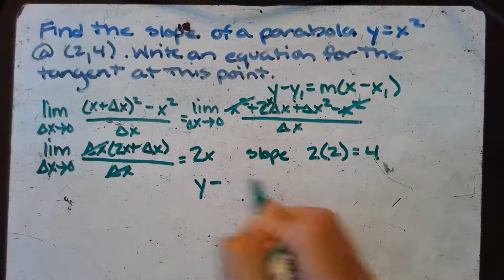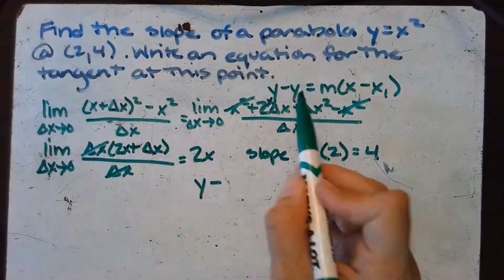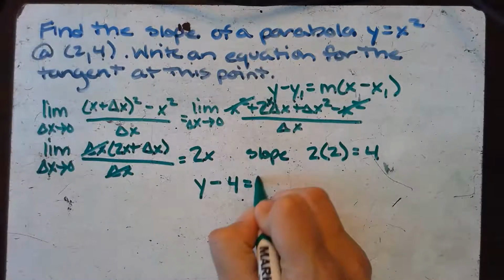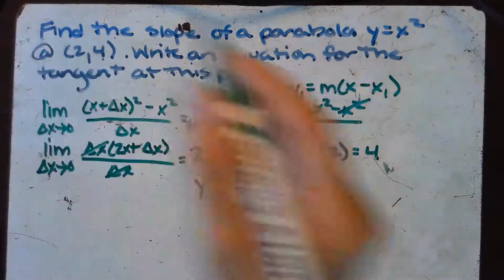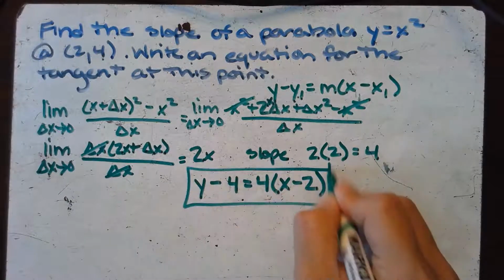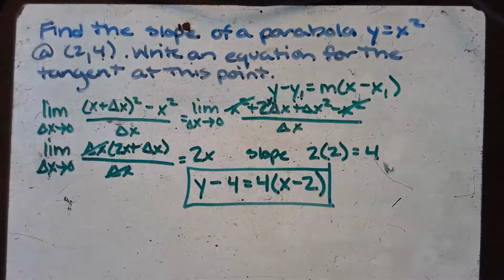And now I just need to plug in the point 2, 4. y1 is 4. The slope we said was 4. And then x1 is 2. So here's the slope of the tangent line at that point.